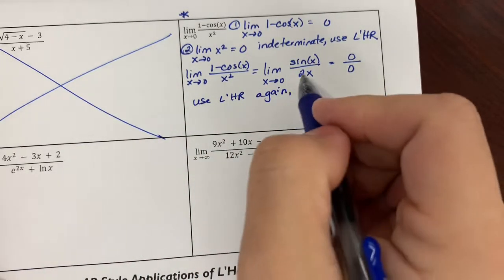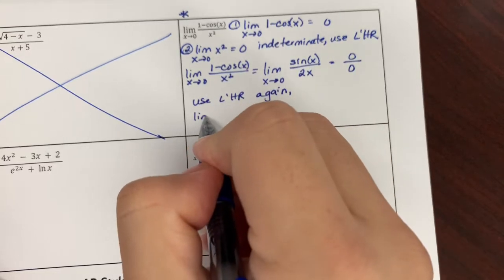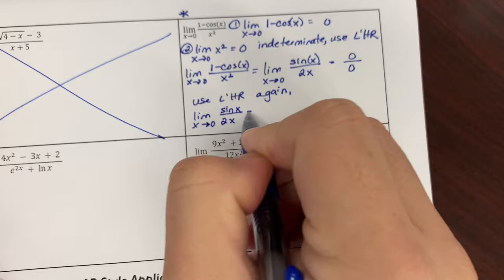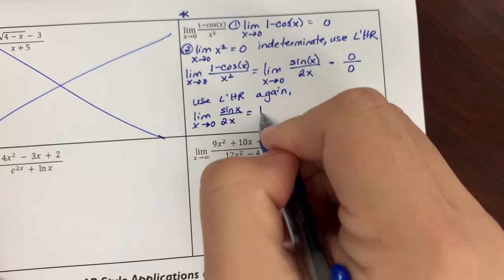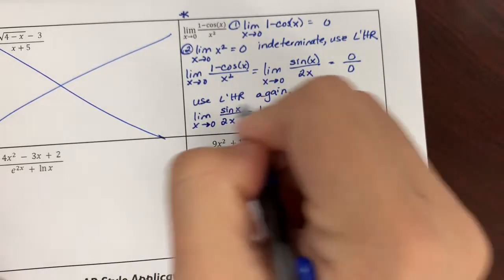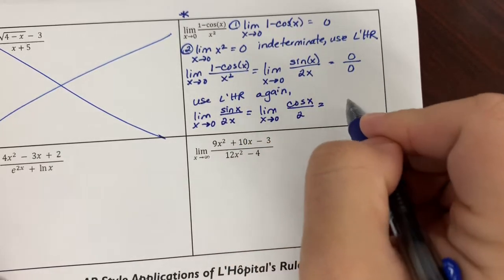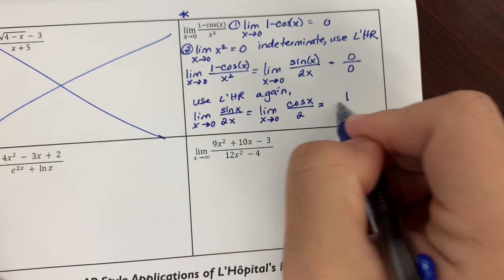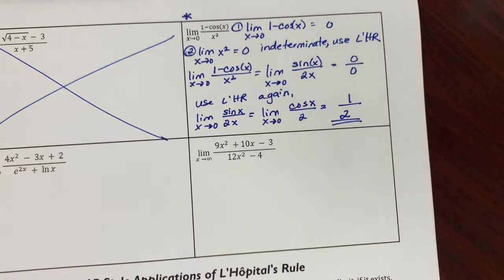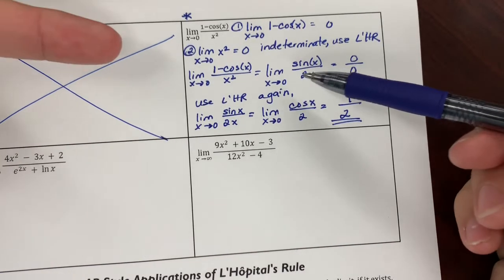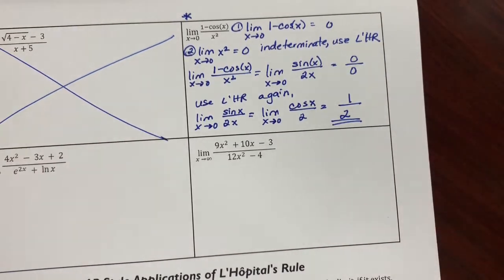Okay? So I'm going to just rewrite this part. I have the limit as x approaches 0 of sine of x over 2x is equal to the limit as x approaches 0 now of cosine of x over 2. And then if I plugged in 0, I'll end up with 1 on the top and 2 on the bottom. Okay, so yes, we used L'Hopital's rule and it didn't work out for us the first time.